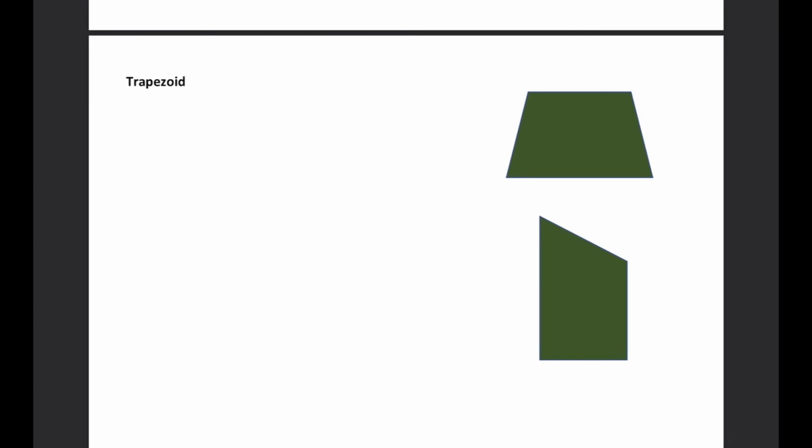But in Texas, a trapezoid is defined as having only one pair of parallel sides. So only one pair of parallel sides for a trapezoid. So if I have 2 pairs of parallel sides, it's a parallelogram. It is not a trapezoid. That is the definition in Texas.